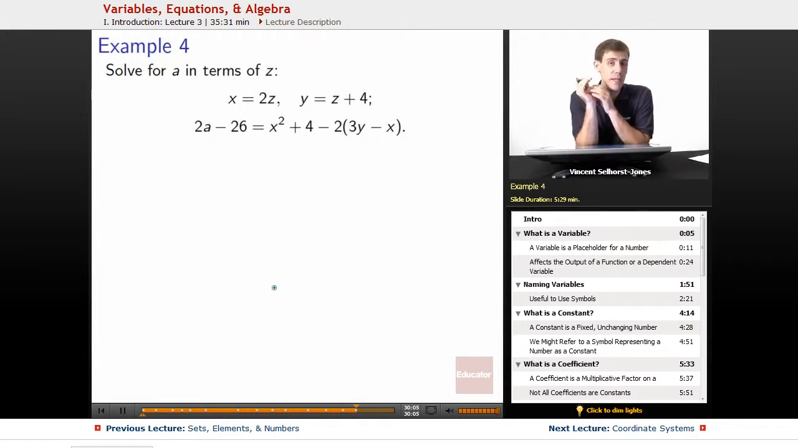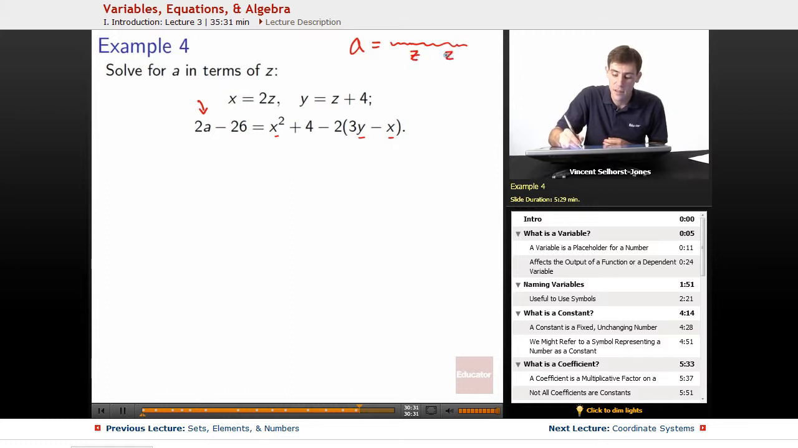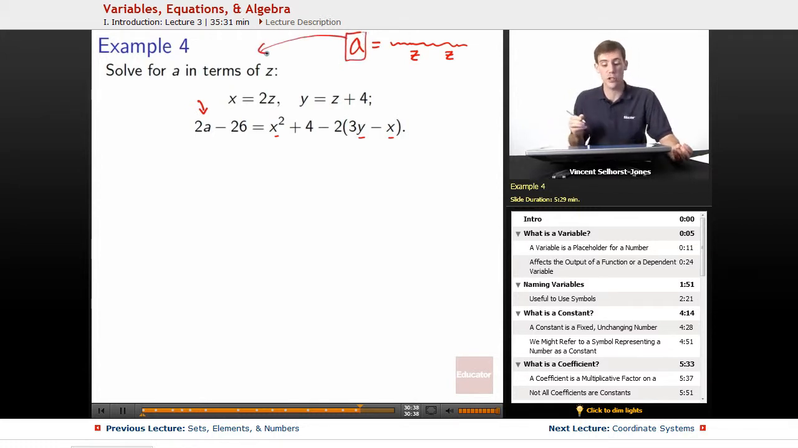This one's a little bit tough, but we can totally understand what's going on here. X equals 2z, y equals z plus 4. We want to solve for a in terms of z. So we've got a in this equation down here, and we've got x squared, and we've got y, and we've got x. So z doesn't currently show up in this equation. We want to solve for a in terms of z. So what that means is we want to get a equals blah, blah, blah, with z's. Z's are going to be inside of that stuff on the right side, and we're going to have a by its lonesome. That's what solve for a in terms of z means.